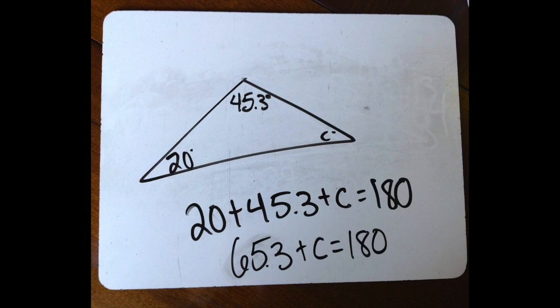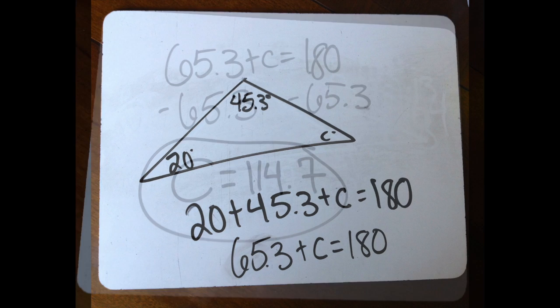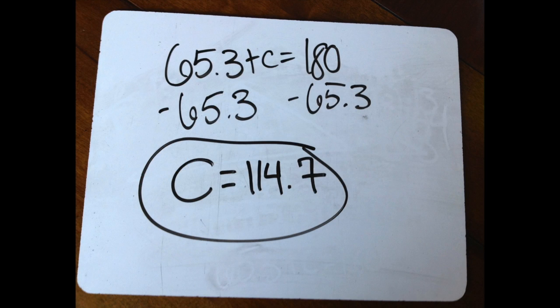Angle A is 20 degrees and angle B is 45.3 degrees, so those two, 65.3, plus C equal 180. Using algebra, we subtract 65.3 from both sides, and then we have our answer. Angle C is equal to 114.7 degrees.